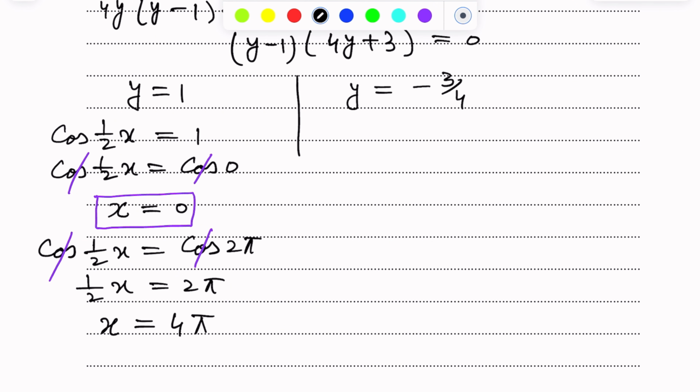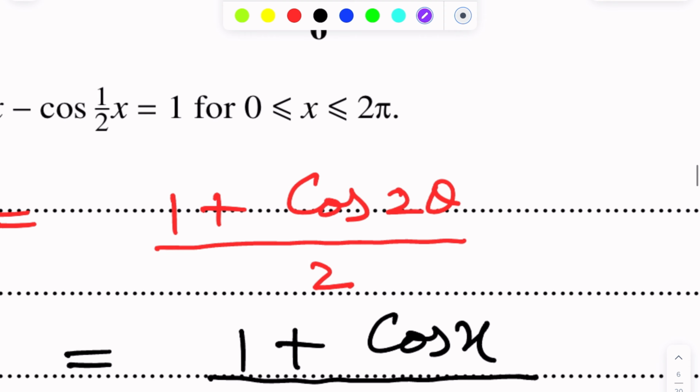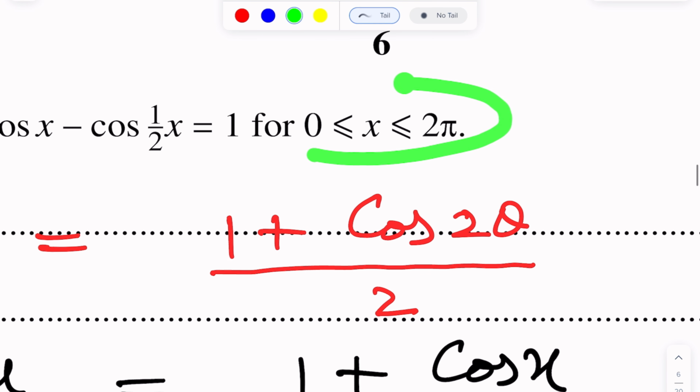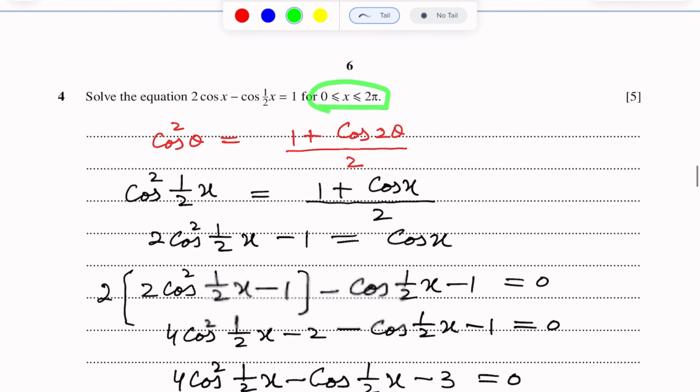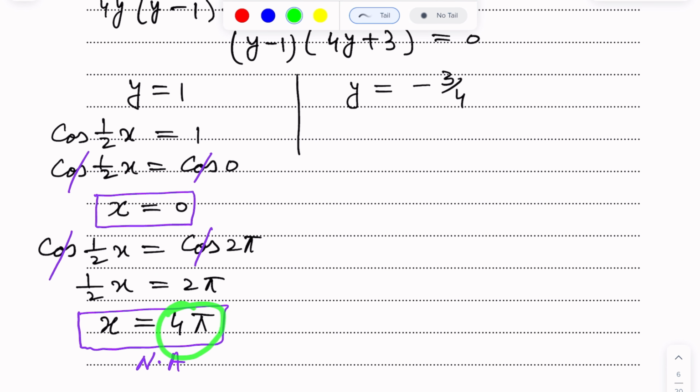This is another angle which is not valid. This is not valid because this lies outside the given interval, because the interval is only 0 to 2 pi, but here the angle is 4 pi. This is not the answer.